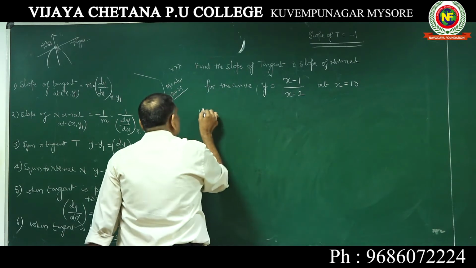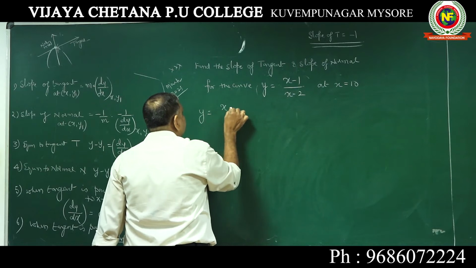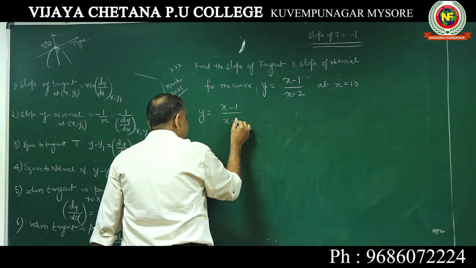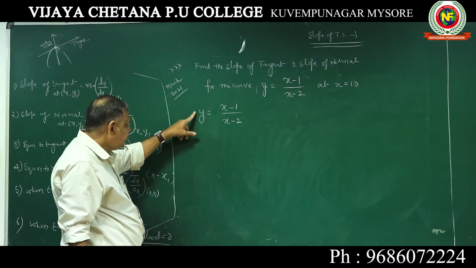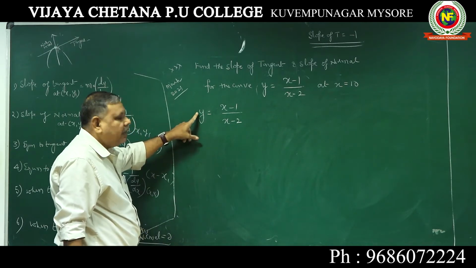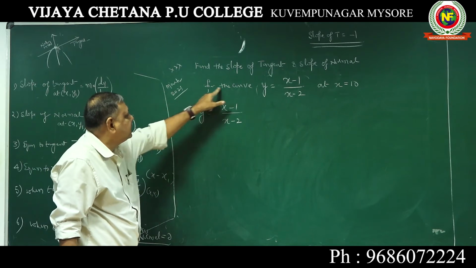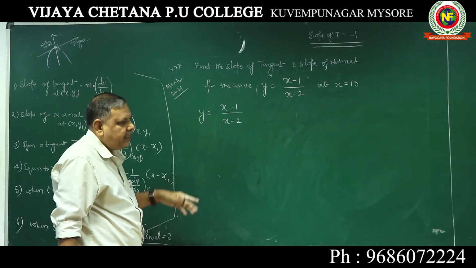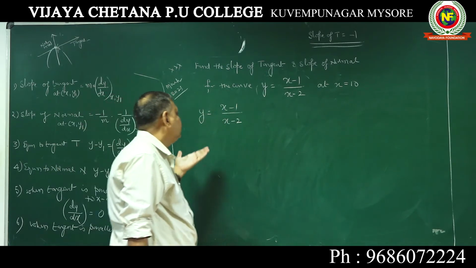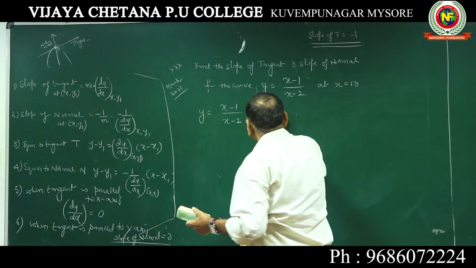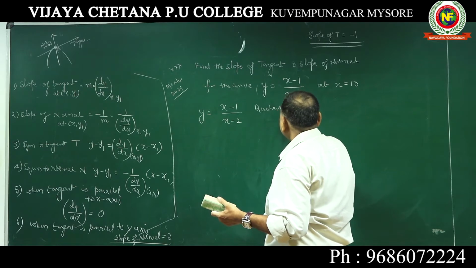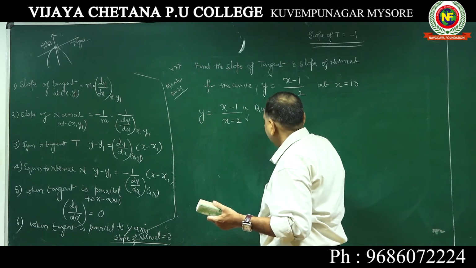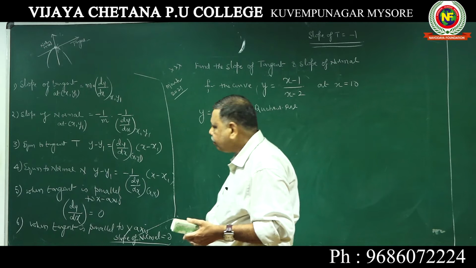Now take this: y is equal to x minus 1 by x minus 2. How to differentiate this? How to find dy by dx? It is an explicit function, and you have to adopt the quotient rule, because this is u and this is v. So now we have to adopt the quotient rule.